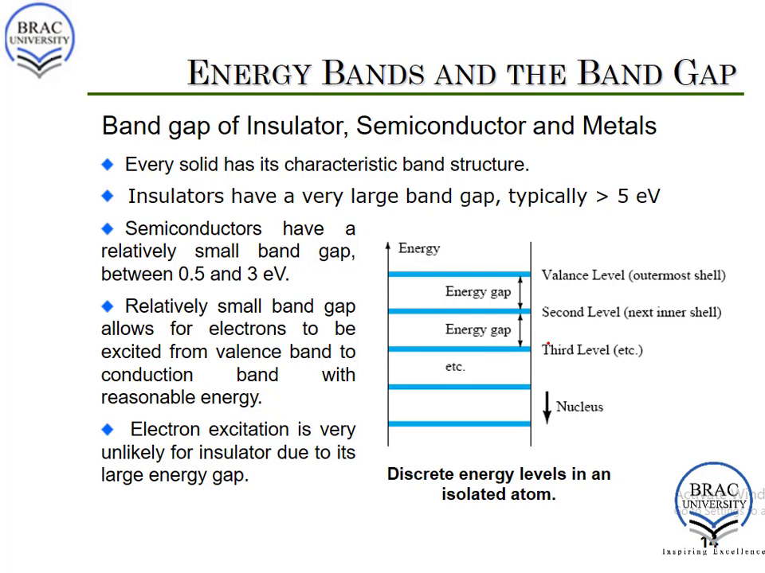Now we can distinguish between insulators, semiconductors and metals in terms of band gap. For example, insulators have a very large band gap. We measure the band gap in the unit of electron volts. Typically, the band gap of an insulator is somewhat greater than 5 electron volts. Semiconductors have a band gap between 0.5 and, let's say, 4 or 5 electron volts, and in the case of metals or conductors, there is absolutely no band gap and the energy levels are actually overlapping.